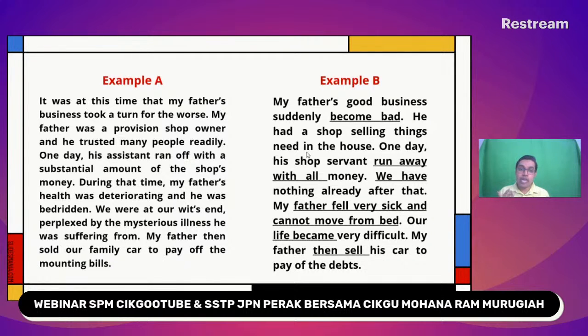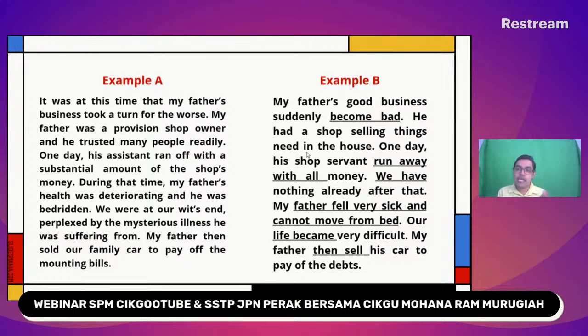"During that time, my father's health was deteriorating and he was bedridden." Meaning the health condition was becoming from bad to worse, and he was bedridden. "We were at our wits' end." So what does wits' end mean? Wits' end means you do not know what to do. You do not know how to solve the problem that is happening around you. "We were at our wits' end, perplexed by the mysterious illness he was suffering from. My father then sold our family car to pay off the mounting bills."